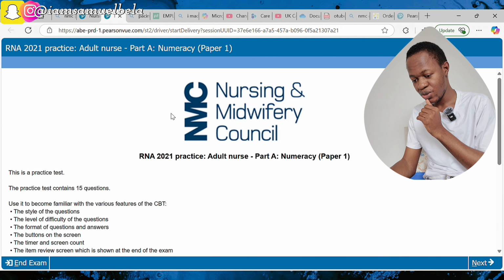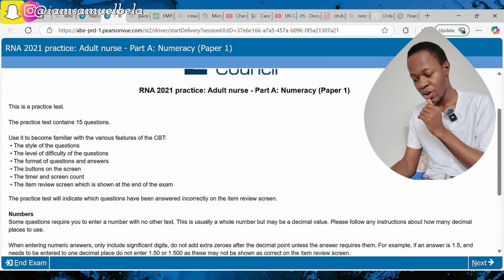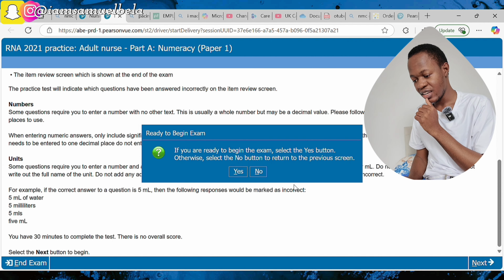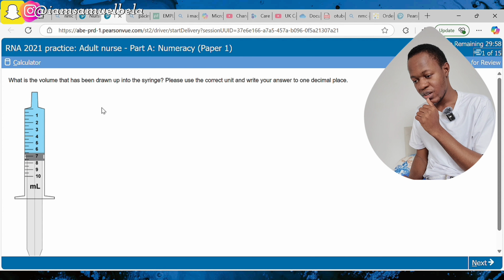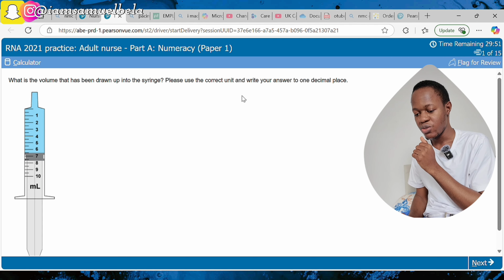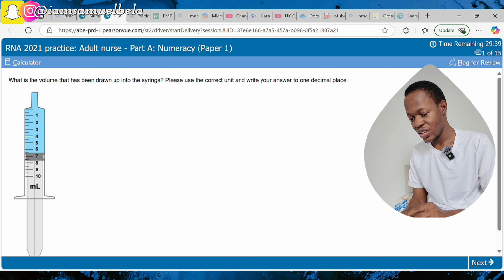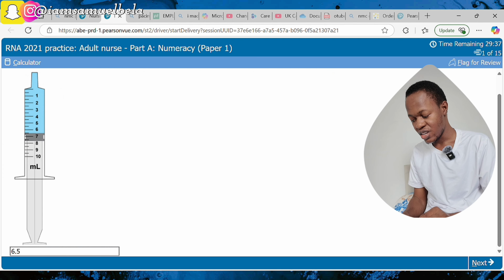Sometimes it's not that you are not getting it correctly, but you are just writing the answers the wrong way. Please make sure to read all the instructions before you go. Once you've read the instruction, you go ahead and select yes. What is the volume that has been drawn up into the syringe? Please use the correct unit and write your answer to 1 decimal place. Always take note of the instruction. So this is 6.5. Now we have not been given a unit, so we're going to write it ourselves.